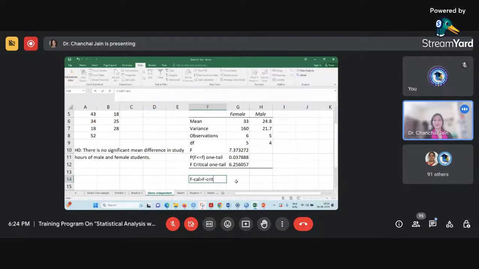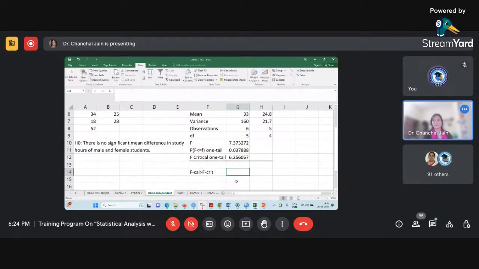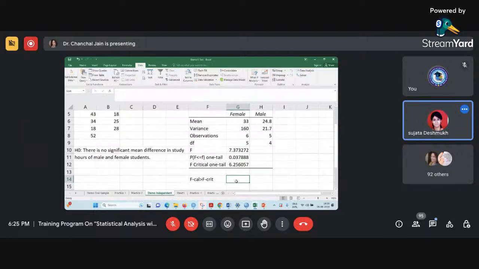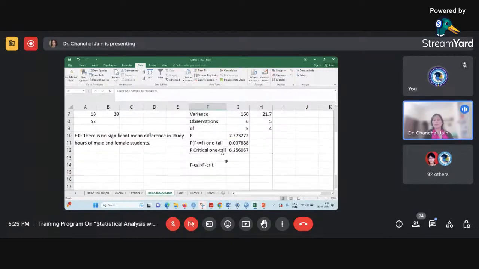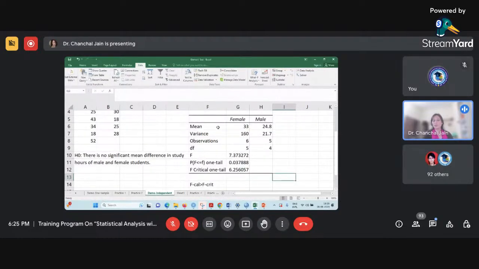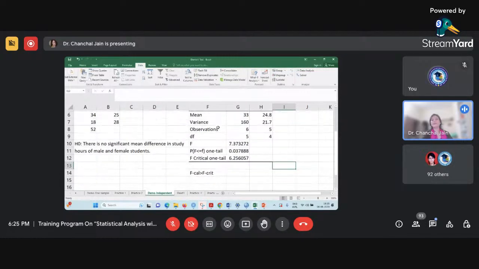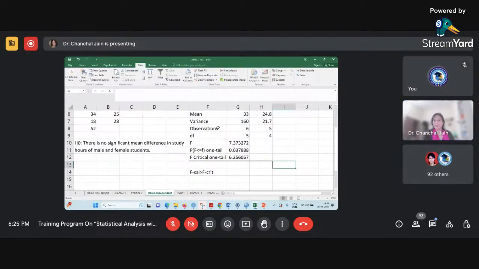Now, can anyone tell me? There is a significant difference in study hours of male and female. I think firstly I need to make this clear. If we are talking about the variances using the F test, the hypothesis would be that the variance is equal between the groups. This would be your null hypothesis in case of F test, and alternatively you will write variance is not equal between the groups. Is it clear? Variances are not equal.